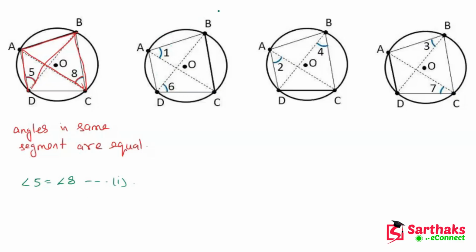Similarly, when we take chord BC, this angle and this angle, angle 1 and angle 6, are equal because again angles in the same segment are equal. The reason is the same, so we can write angle 1 is equal to angle 6. Let's suppose this is equation number 2. Similarly, when we take DC as a chord, the angles in the same segment are equal.